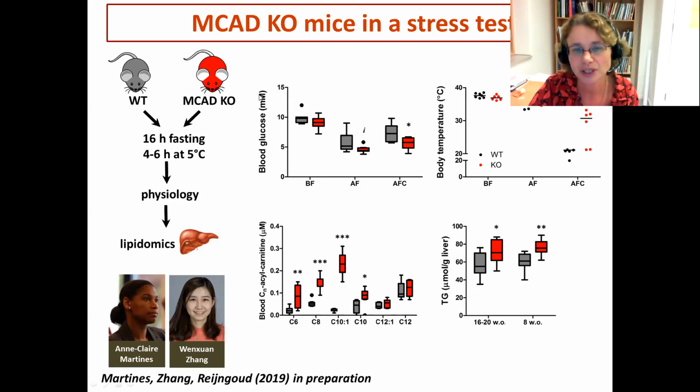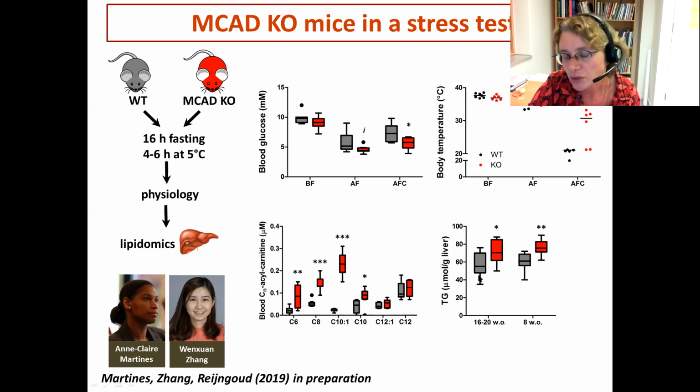And here you see, for instance, the blood glucose levels. And you see that they were normal before fasting. They were even not significantly different after fasting. But if you have fasting plus cold, you see a significant difference. So now they start having a phenotype. You see they start accumulating a lot of acyl carnitines. Well, that's what we had seen before. Body temperature was a bit mixed. In both the wild type and the mutant, there were some that could maintain their body temperature and others that could not.